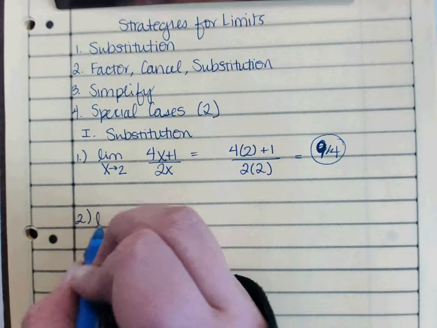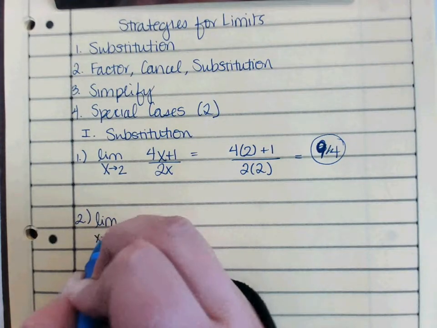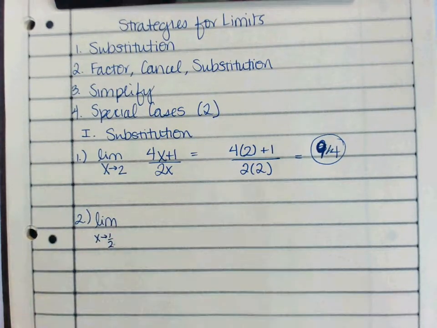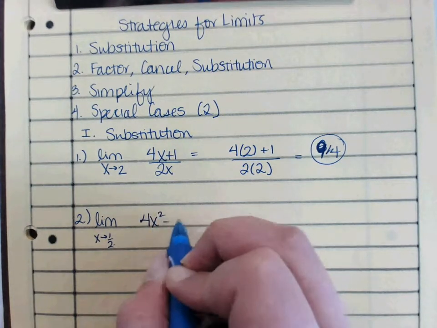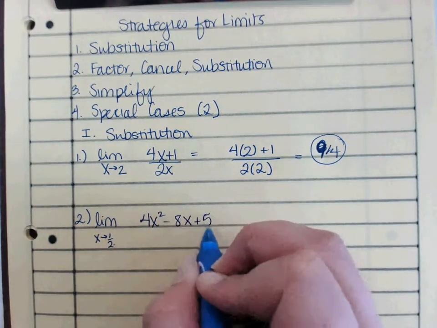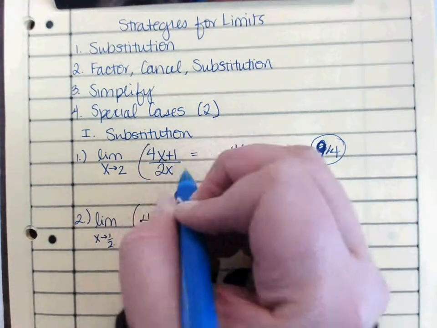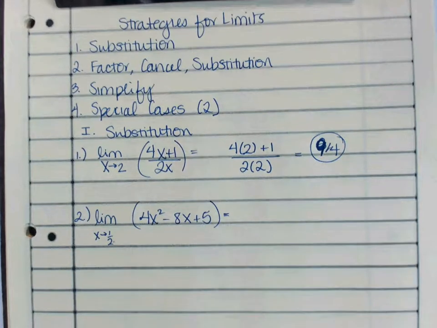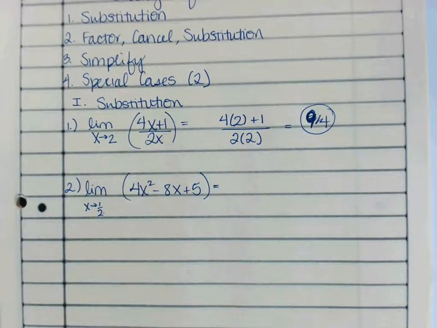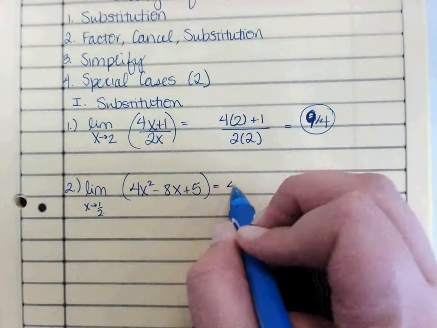Okay, next one. Limit approaching a half. Then we're going to have a quadratic, 4x squared minus 8x plus 5. So about half your AP test is going to be no calc. But these calculations shouldn't be too hard. We're going to take the 1/2. We're plugging it in here and here. When you square a fraction, you're just squaring the top and the bottom of the fraction.